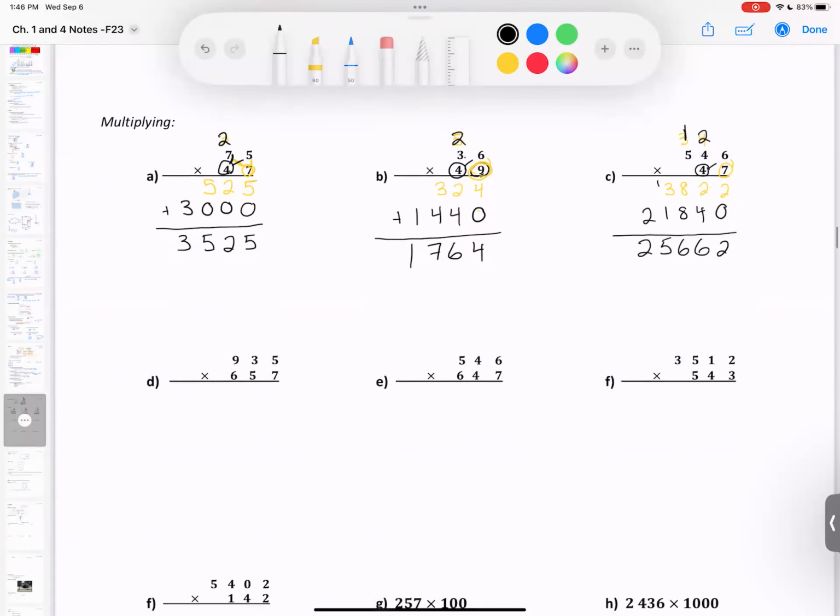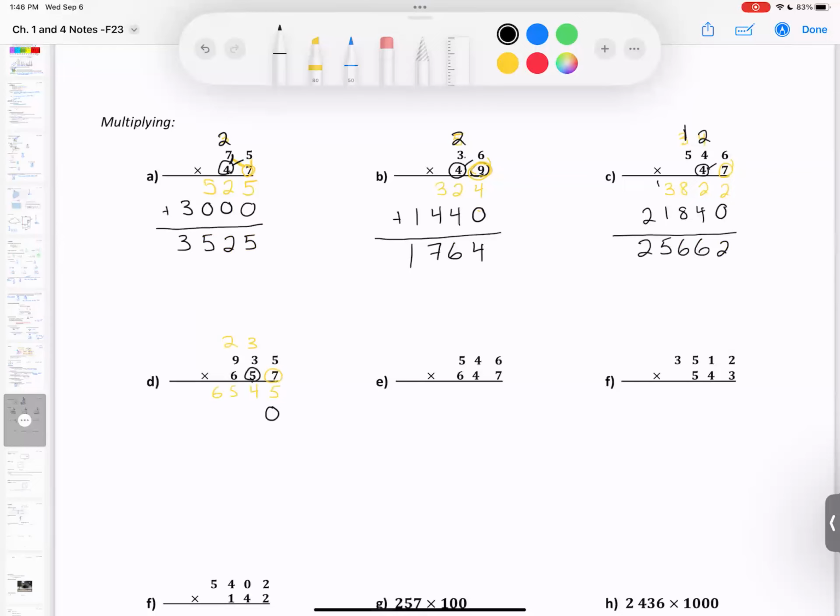Okay, let's take a look at this next one. So we're going to start with the ones column. 7 times 5 gives us 35. Carry the 3. 7 times 3 is 21, plus the 3 gives us 24. Carry that 2. 7 times 9 is 63, plus 2 is 65. Okay, we're going a line down, so we're adding a 0. And now we're concentrating on the 5.